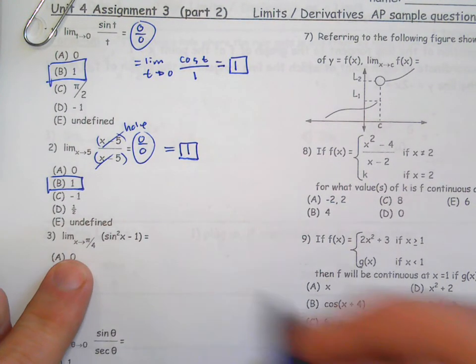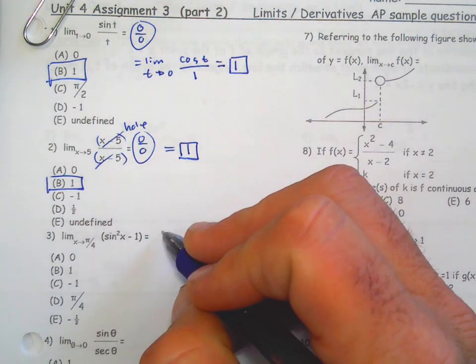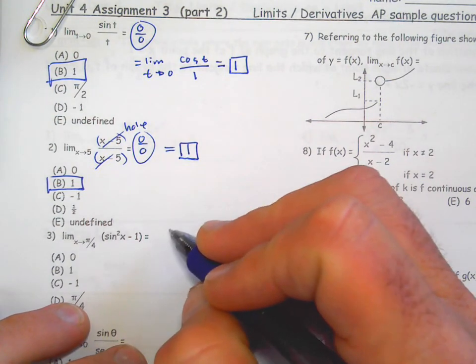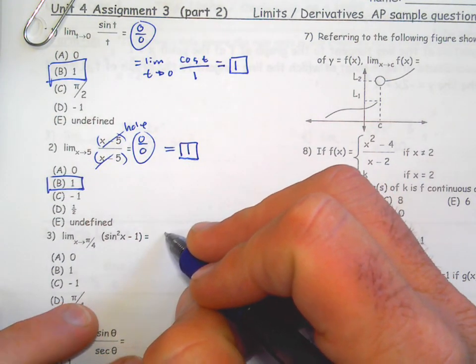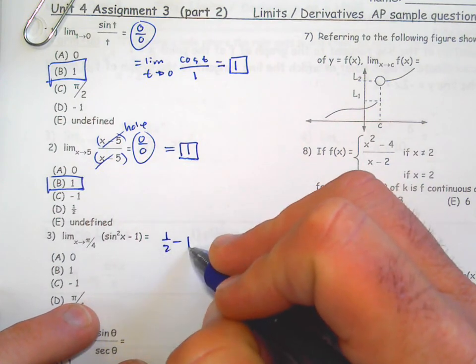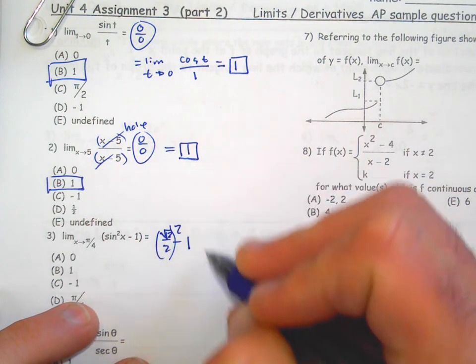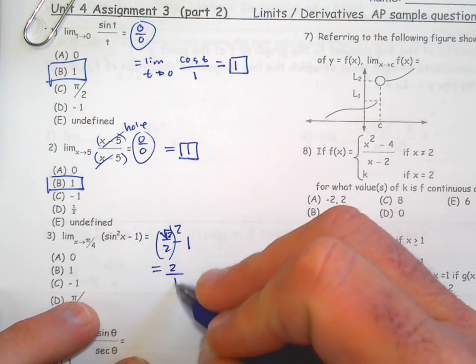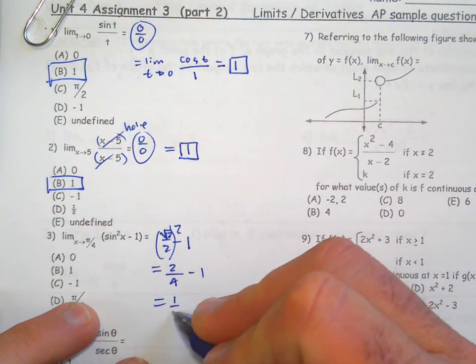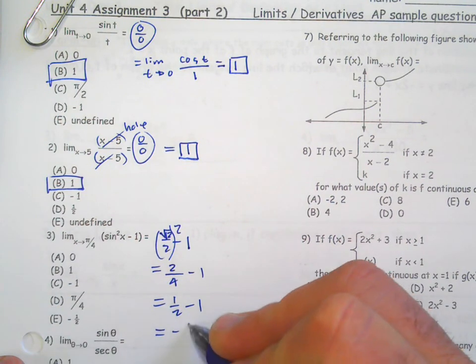Next one, going to pi over 4. Sine of pi over 4 is root 2 over 2. Squared would be 2 over 4, 1/2, minus 1. I could show a little more work. Root 2 over 2 squared minus 1 is 2 over 4 minus 1, 1/2 minus 1. Negative 1/2.